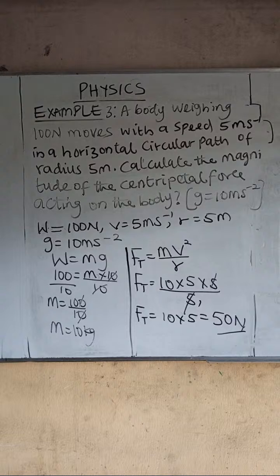Let's say you got 500. No, you can't get 500 because, are you sure you converted the weight to get the mass? The only way you can get 500 is by solving with the mass as 100. Okay, so look at it again and check your answer.